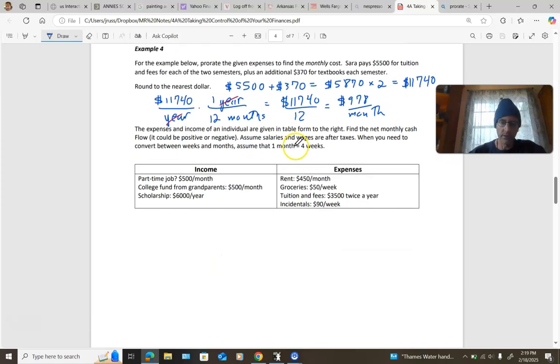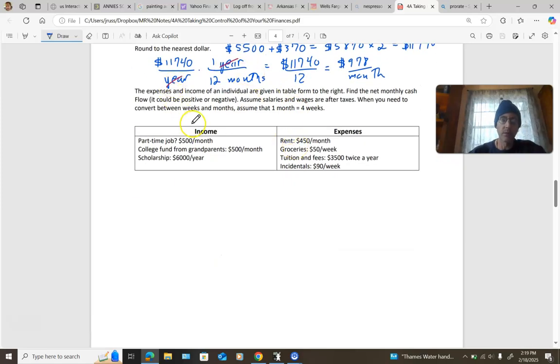So let's look at another example. This says the expenses and income of an individual are given in this table below. Find the net monthly cash flow. It could be either positive or negative, and assume salaries and wages are after tax. It says when you need to convert between weeks and months, assume that there are only 4 weeks in 1 month. So this is an assumption.